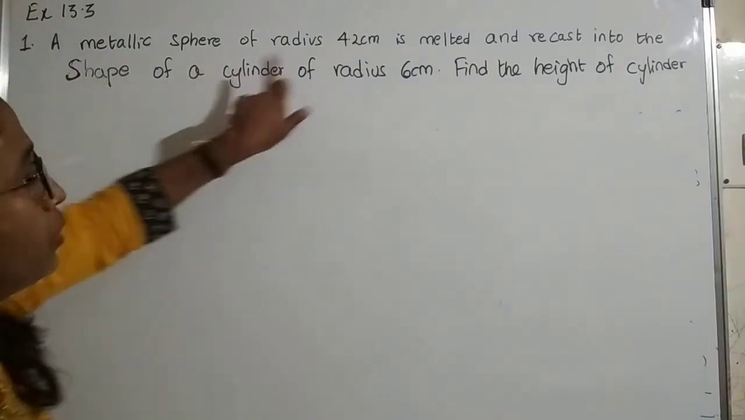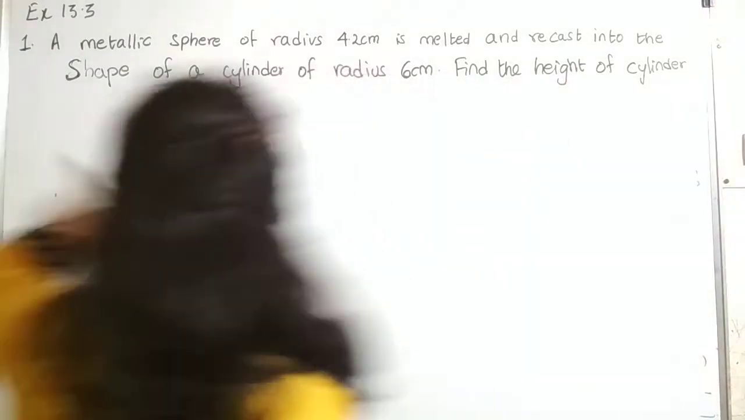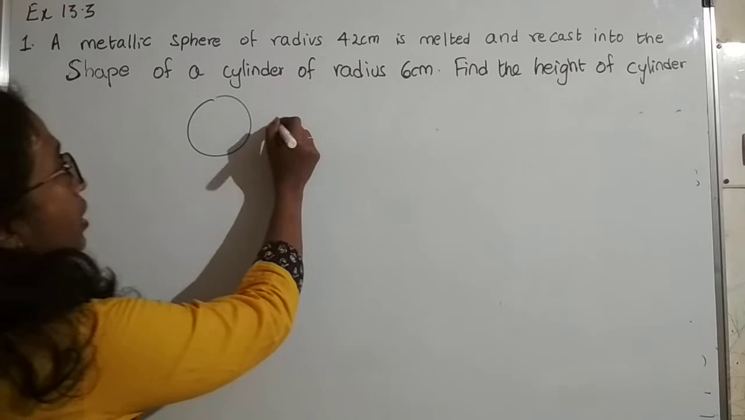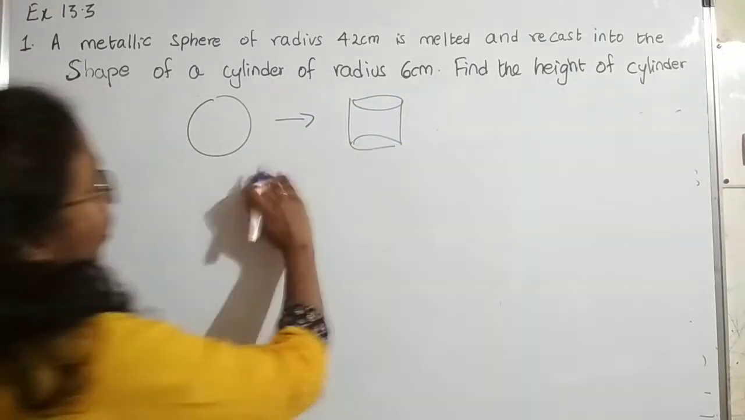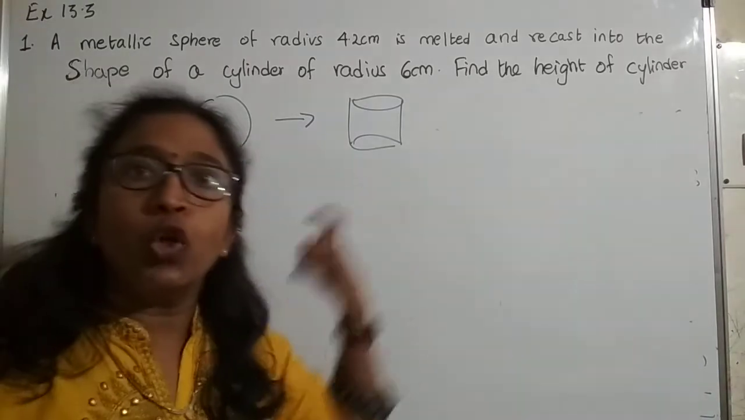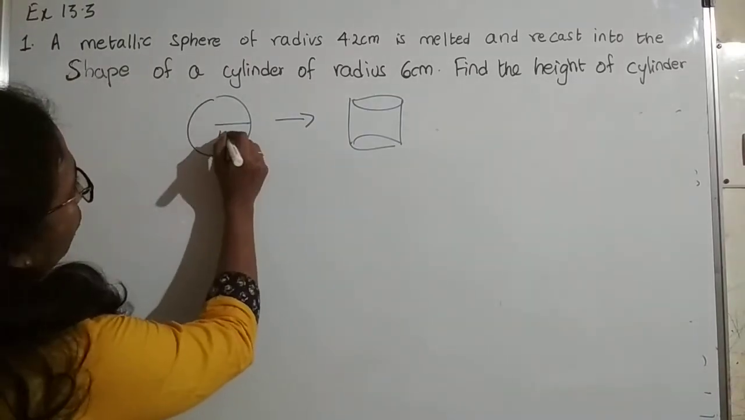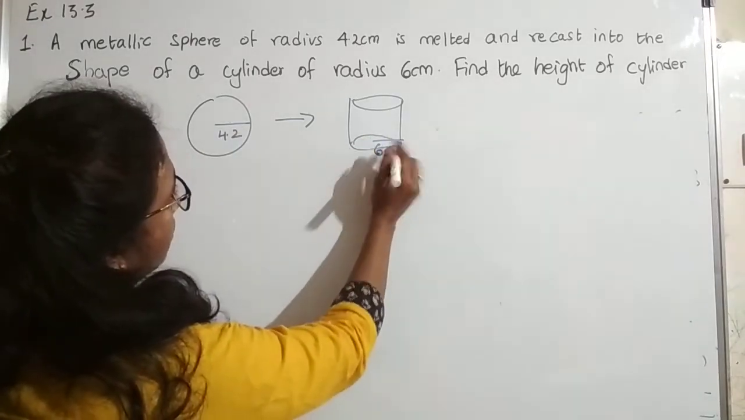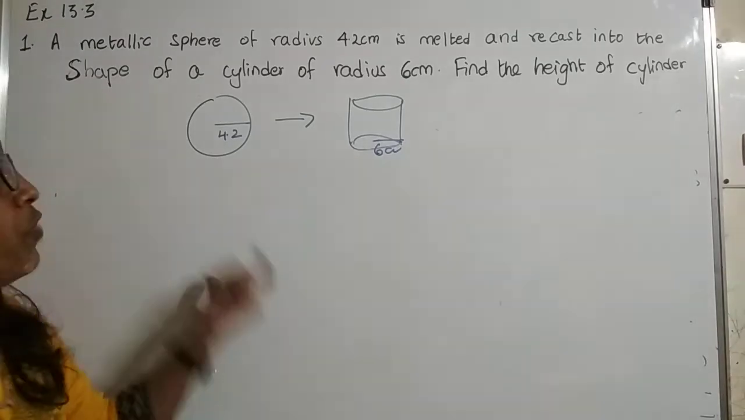A metallic sphere of radius 4.2 cm is melted and recast into the shape of a cylinder. So here a sphere has been melted and given the shape of a cylinder. In both cases the volume is the same. Here the radius is given as 4.2, and here the radius is given as 6. Please ignore the diagram, understand the concept. Find the height of the cylinder.